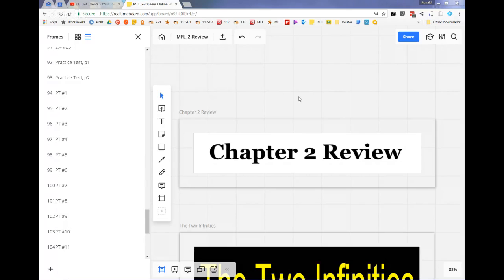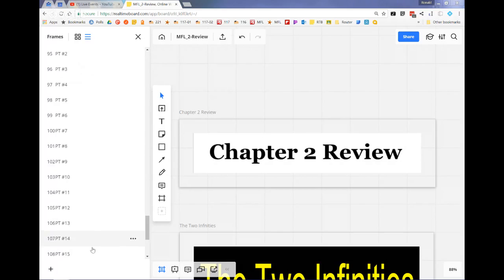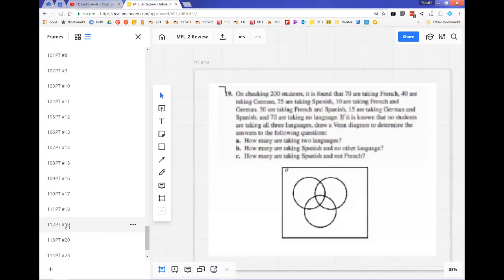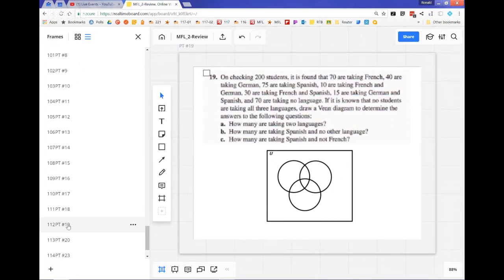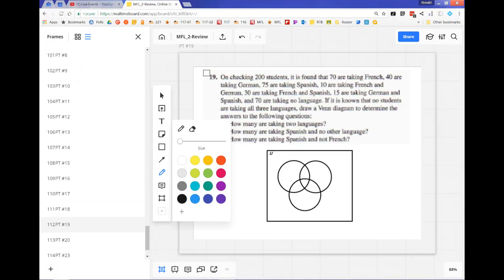Okay, so my question was for number 19, B. I got the rest of them, but B kind of threw me off because it says that the answer is 30, but I have no idea how they got that answer. Okay, well, let's work through it. I've got it up here.